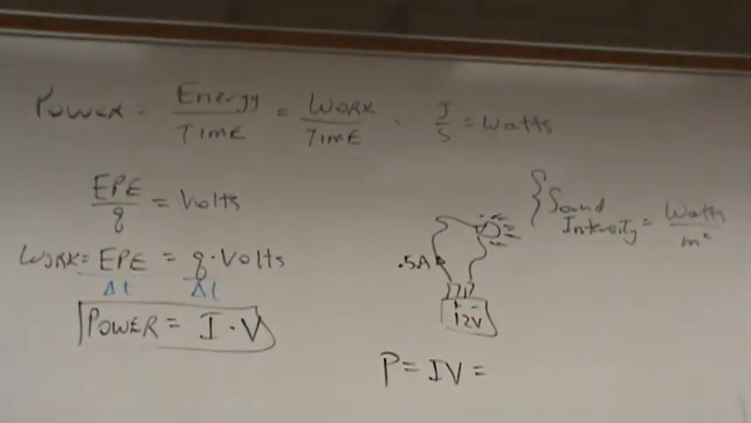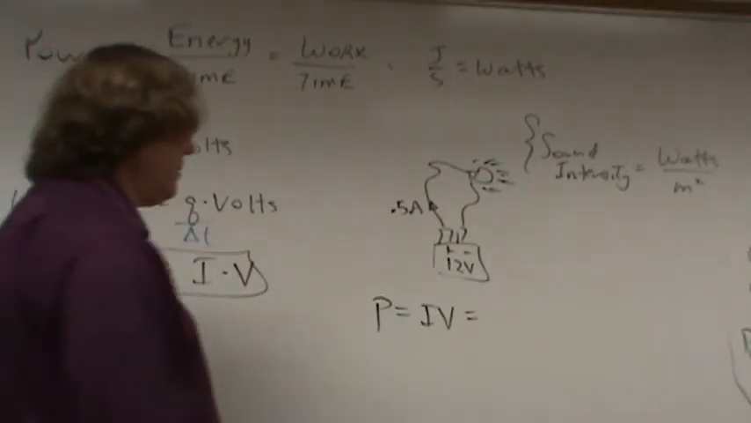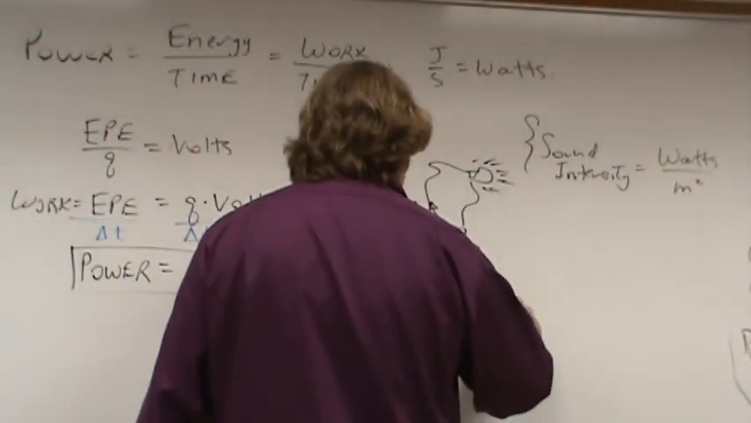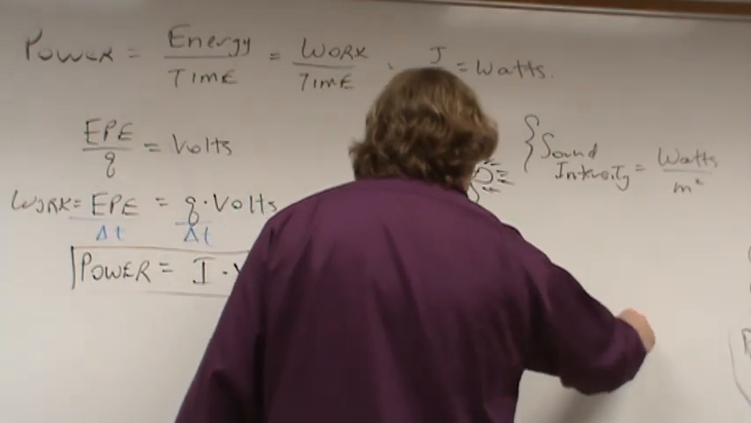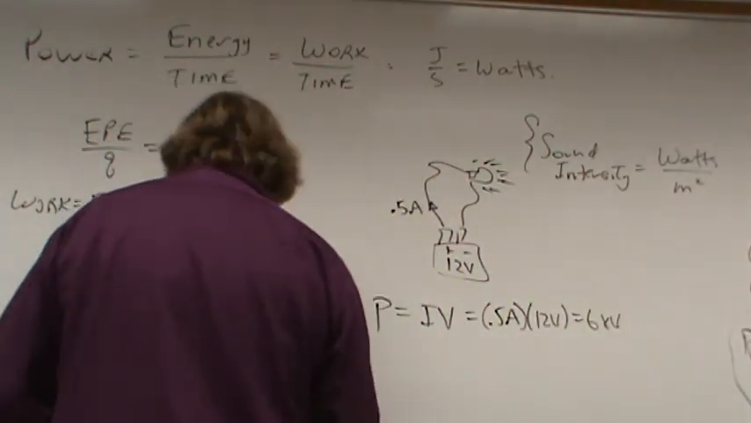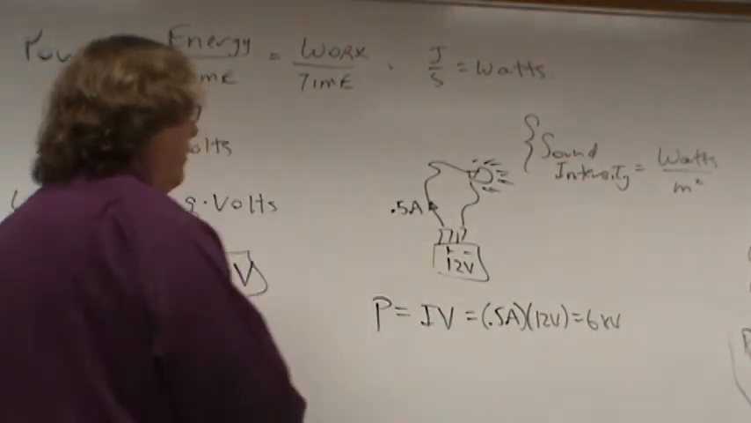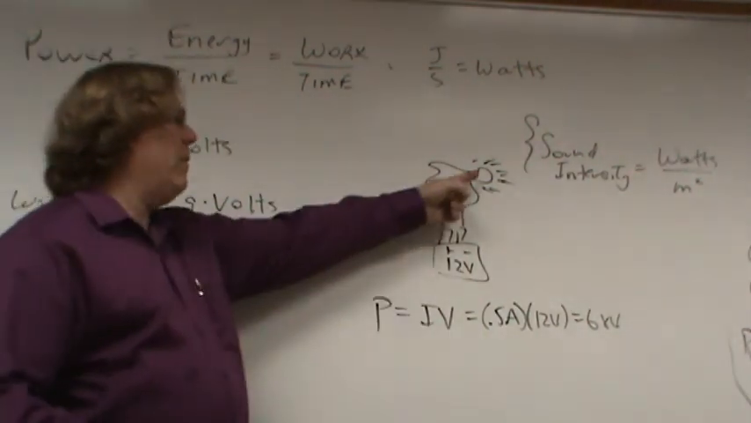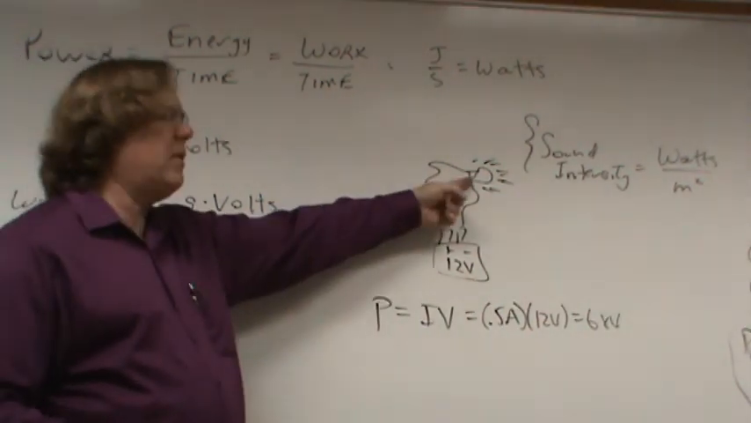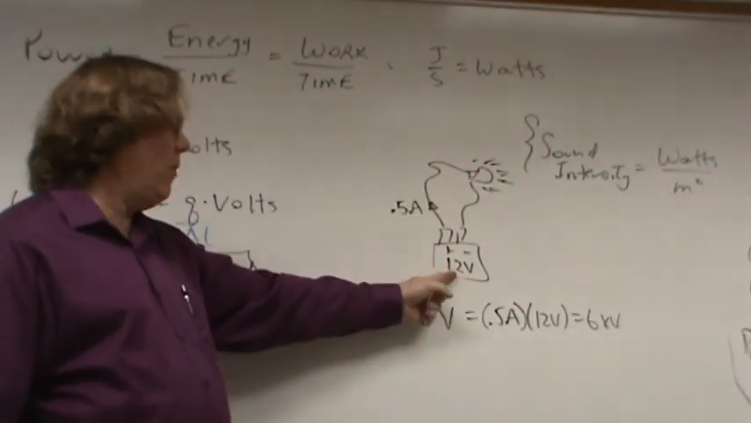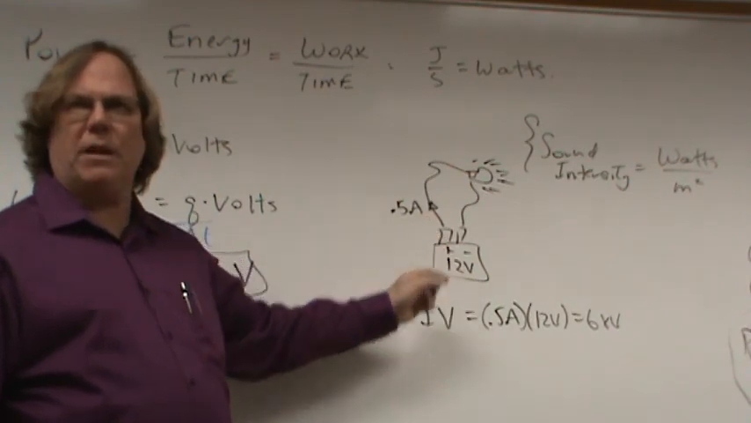What'd you guys get? Yeah, 6 watts. Good for you. 0.5 amps times 12 volts. Yeah, 6 watts. Okay, let me ask you another question. Since this is a 12-volt battery and it's putting out 0.5 amps, what must be the resistance of that light bulb? How many ohms resistance must that light bulb have if you put a 12-volt battery across it and the battery puts out 0.5 amps?